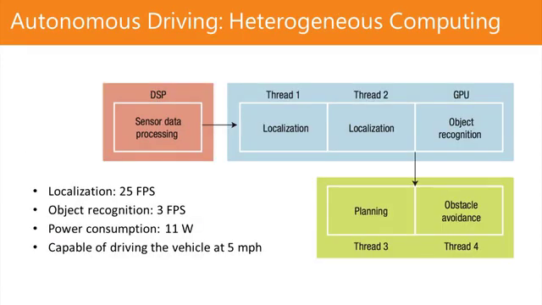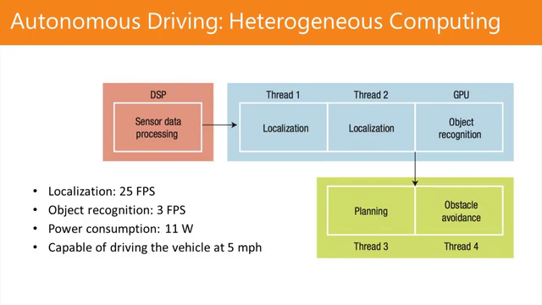We then designed a system using the DSP for feature extraction, and then the features would be fed into the CPU using 2 threads for the localization task. And then we use the GPU for object recognition, and we use the other 2 hardware threads for planning, control, and obstacle avoidance. Turns out the performance is not bad at all. With this pipeline, we are able to do 25 frames per second. And for object recognition, we can also do 3 frames per second. Not bad at all, with an average power consumption of only 11 watts.